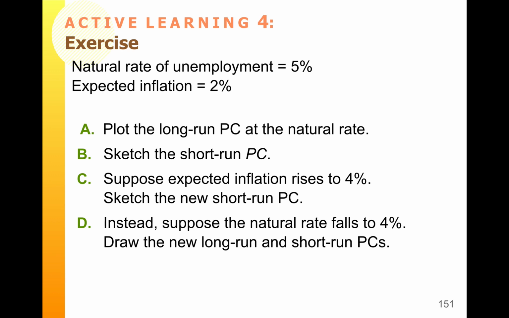So A is asking you to plot the long-run Phillips curve at a natural rate of 5%, and B is asking you to draw a short-run Phillips curve. Your equilibrium there should be at an expected inflation rate of 2%. And then you're going to try to shift properly using the information in Part C and Part D.